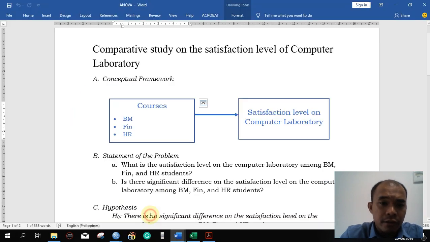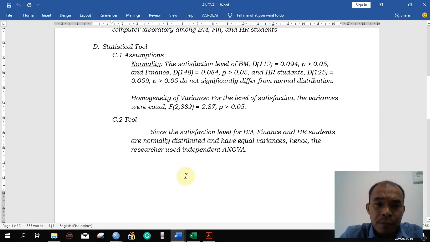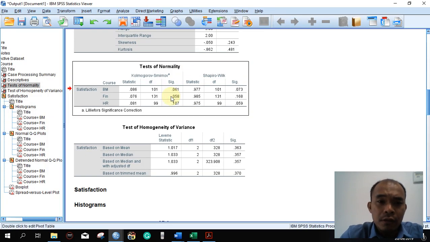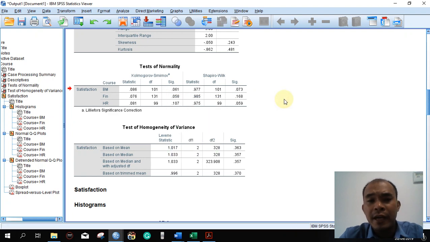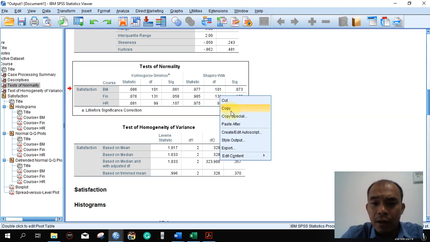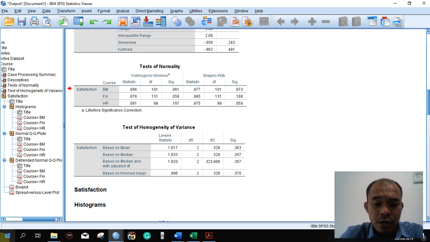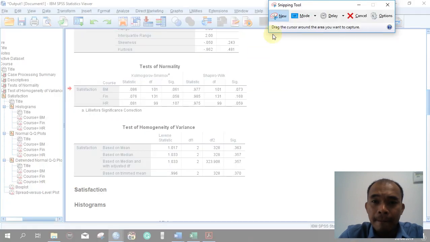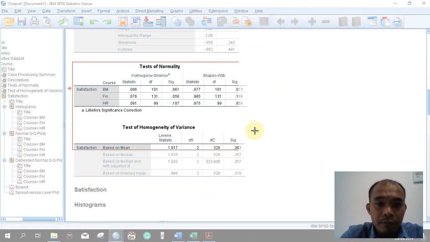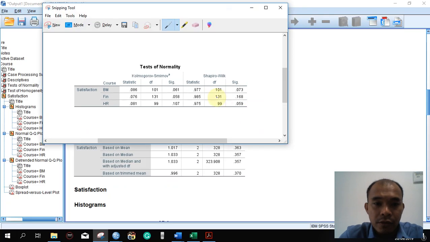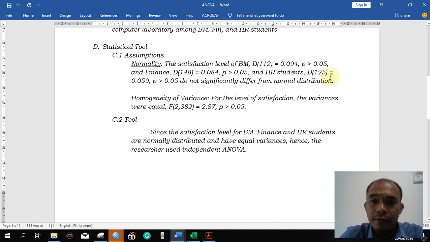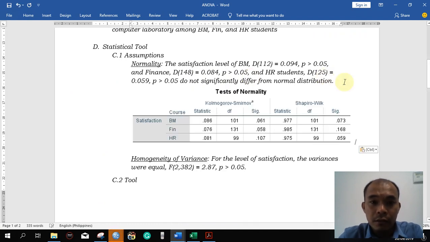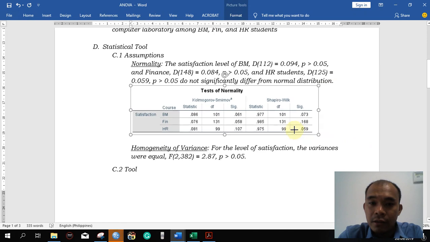But before we proceed, we would like to edit it first here. For the assumption for normality, I would like to advise you to put the table here: right click, and then copy. If for some cases you will not be allowed to copy as picture, you cannot paste a picture, you can use the snipping tool, and then just click this one and snip the test of normality here. Just press Ctrl C on your keyboard, and then paste it here, the test of normality. Okay, so that we will have a guide.